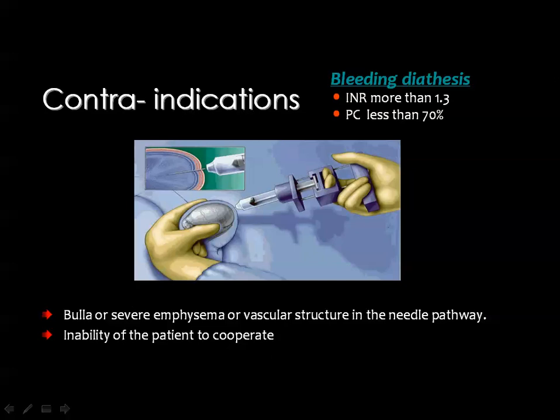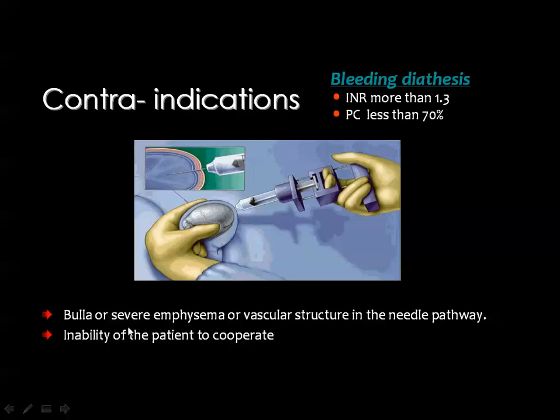Then the coagulation profile is very important, and the INR should be less than 1.3, and the prothrombin concentration should be above 70% in order to be more or less safe whenever you are biopsying the lesion. But if the INR is more than 1.3 and the prothrombin concentration is less than 70%, then you have a great incidence to develop post-procedure bleeding or bleeding during the procedure itself.